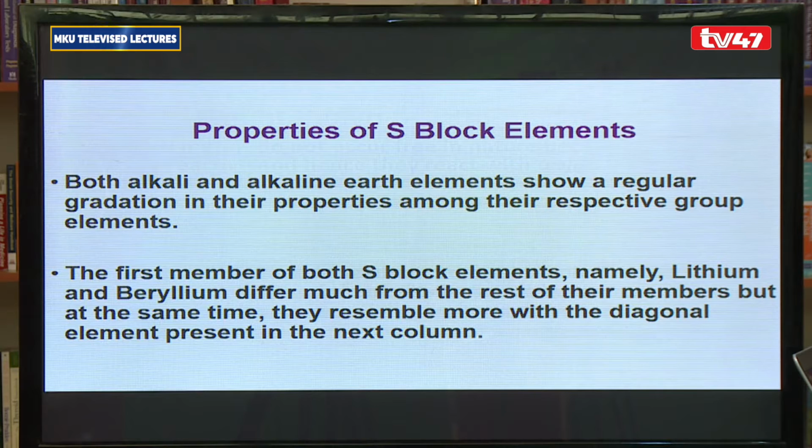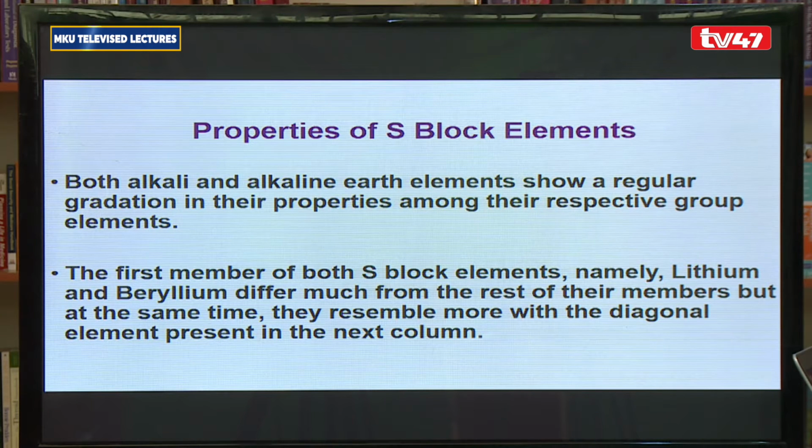So both alkali metals and alkaline earth metals show regular gradation in their properties among their respective group elements. If it is the atomic radii, it increases regularly down the group. If it is the ionization energy, it decreases regularly down the group. So they normally show a regular gradation in their properties.